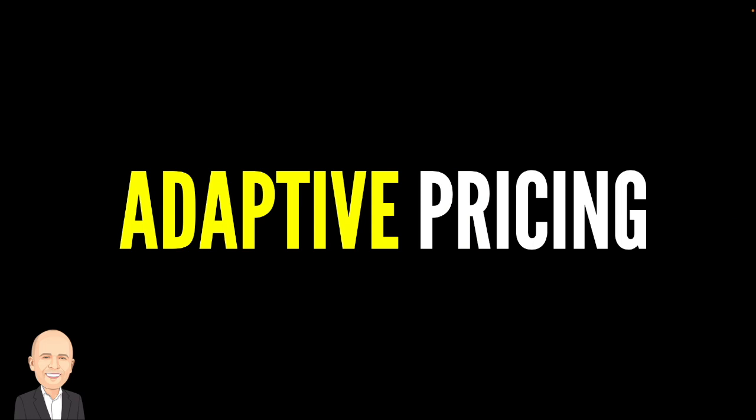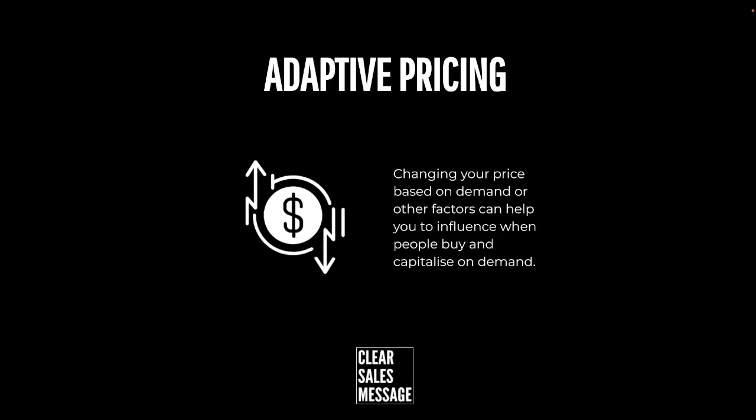In this video, we're looking at adaptive pricing. So what is it? Well, adaptive pricing is simply when pricing changes depending on certain conditions, and it's often time or a level of demand. So lower demand means a lower price and higher demand means a higher price.